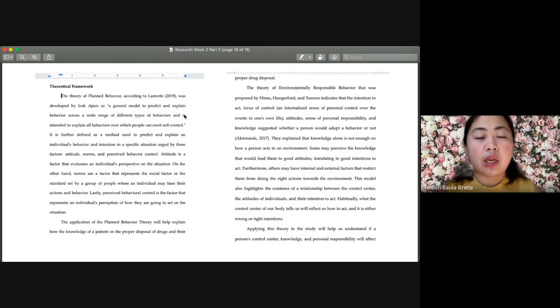So in the drug disposal research topic, they use this theory in order to support their results later on. As you can see, they have here the theory of planned behavior and the theory of environmentally responsible behavior. If you read this theory, this is about the individual's perspective, or the behavior of a person in a certain community. So whatever the result later on, this theory will be able to back it up, because this is already a tested theory. It has facts already behind it.